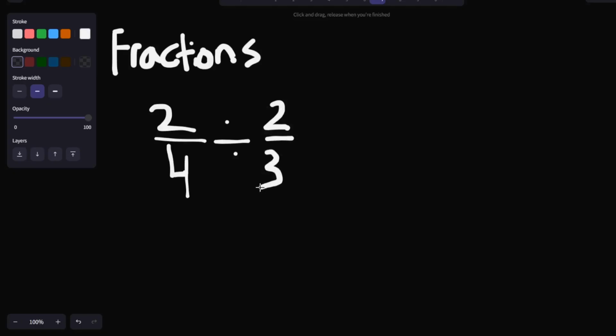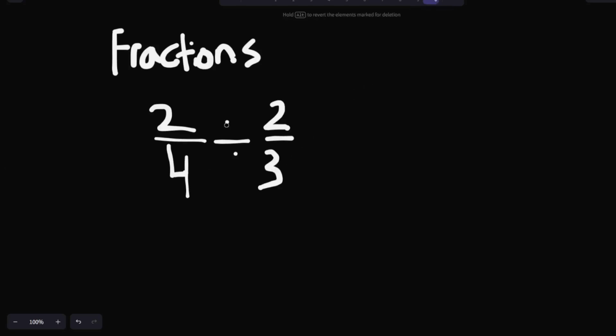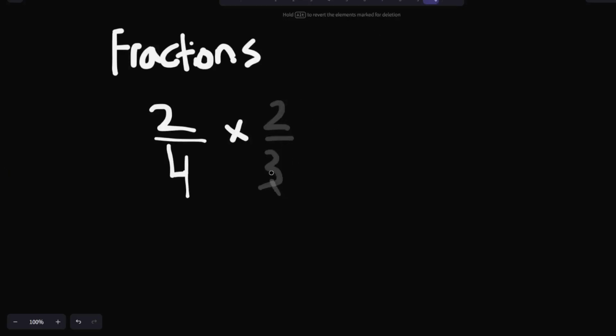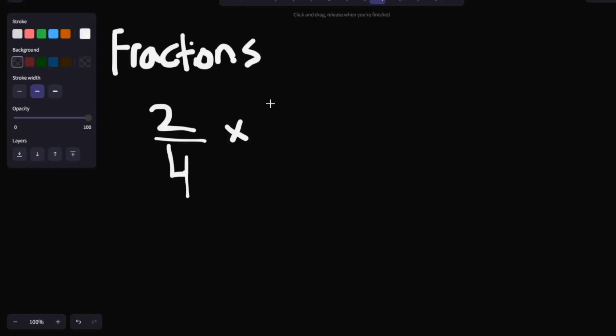The first step is keep. So keep the first fraction as it is. The second part is change. Change the division to multiplication. So change this to be a multiplication sign, like this. And the third last rule is flip. Flip the second fraction. So 2 over 3 becomes 3 over 2.